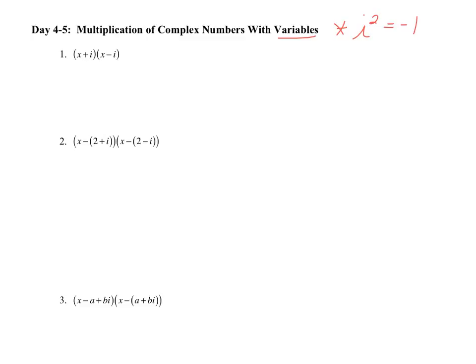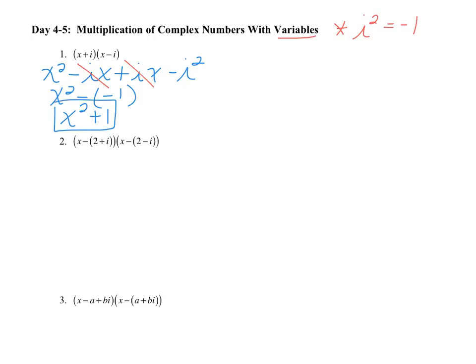It's a binomial times a binomial. It's conjugates, so we know the two terms in the middle should cancel out. Let's see what we get when we do double distributive property. We're going to get x squared minus ix plus ix minus i squared. Okay, negative ix and a positive ix cancel out, so I have x squared minus i squared, and i squared is -1. So a minus of a minus becomes a positive, so my answer is x squared plus 1. That one wasn't too bad.